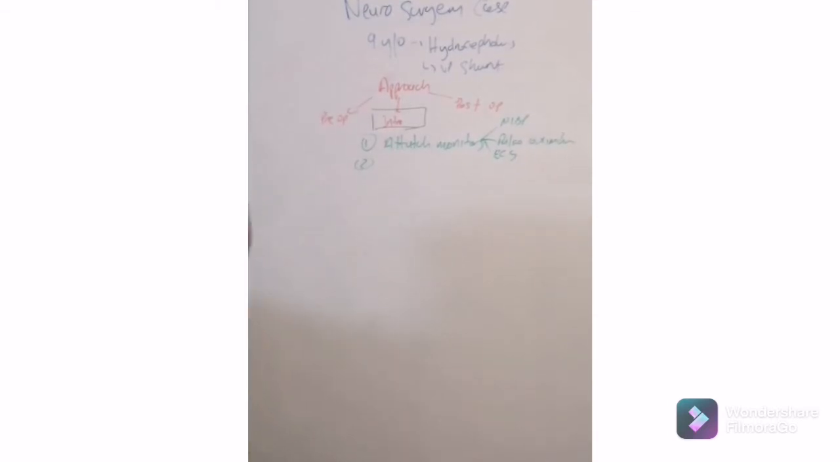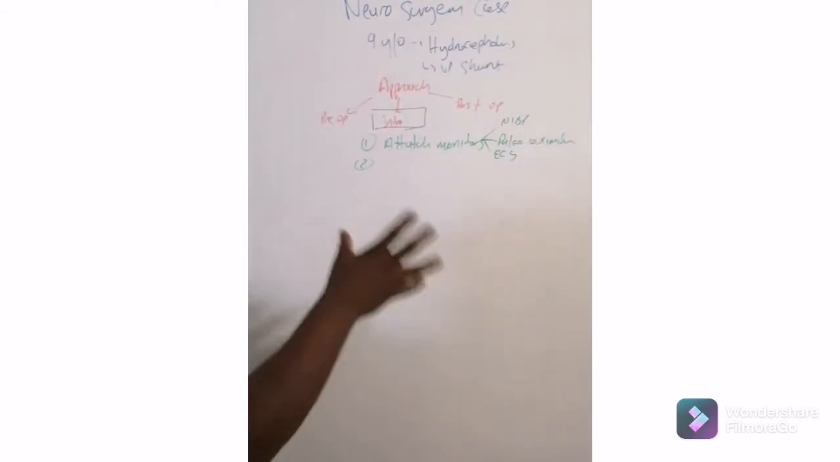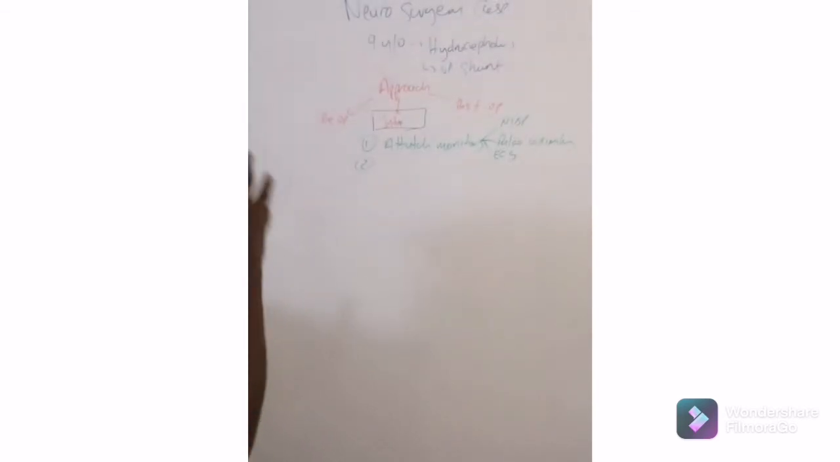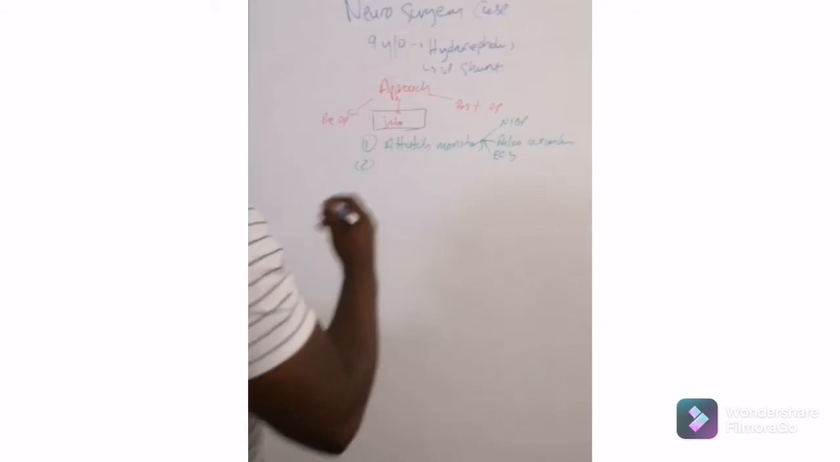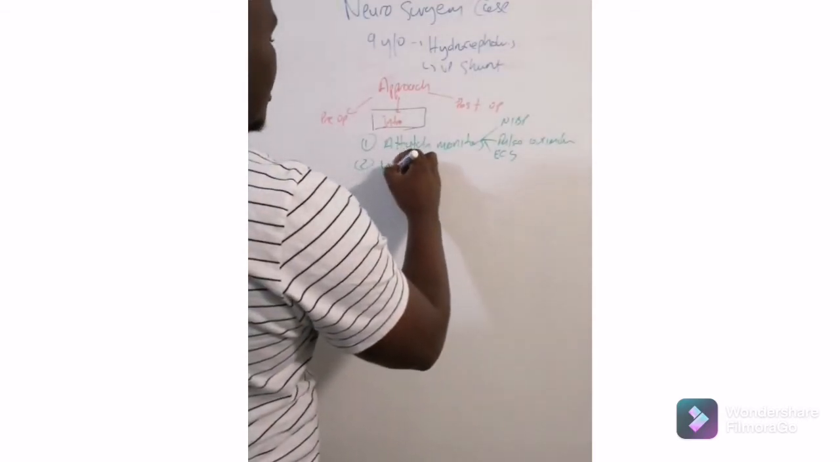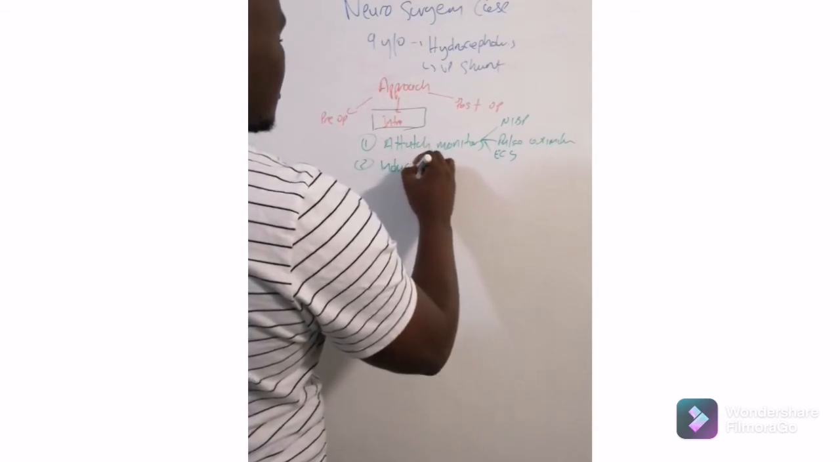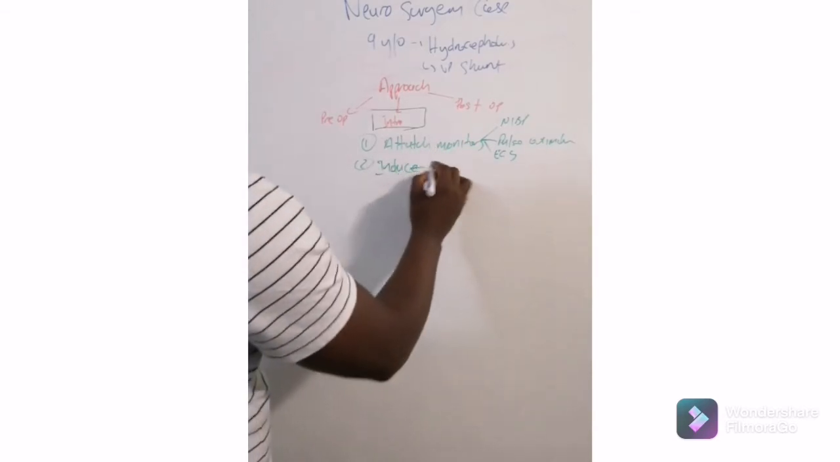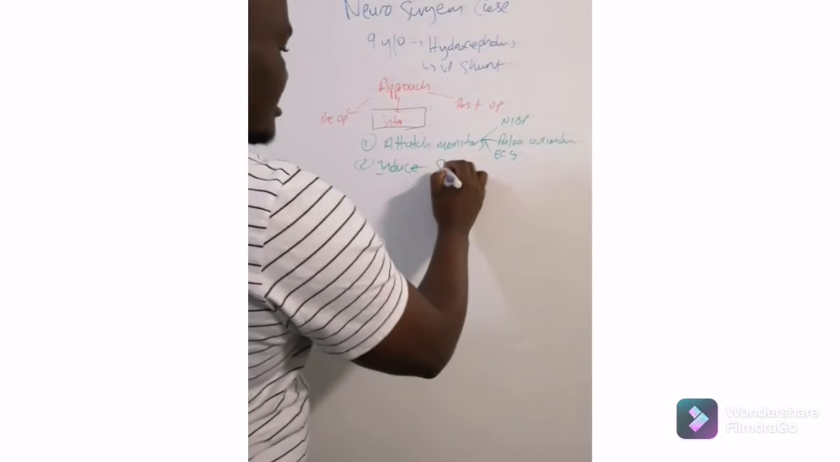Attach the monitors, get our readings, and make sure that we are getting nice readings. Then blood pressure is normal, we are getting nice sets, ECG tracing is also good. Now the next thing is that we induce the patient. Induce the patient with a gas, and that gas is sevo.